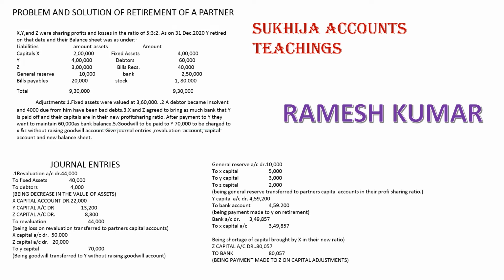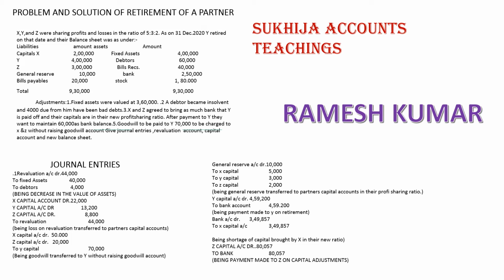Number 4. Goodwill is to be paid to Y, 70,000, to be charged to X and Z without raising goodwill account. That is, the retiring partner will get goodwill 70,000 but it will be charged from remaining partners. But the word goodwill is not to be used. Give journal entries, show revaluation account, capital accounts and new balance sheet.